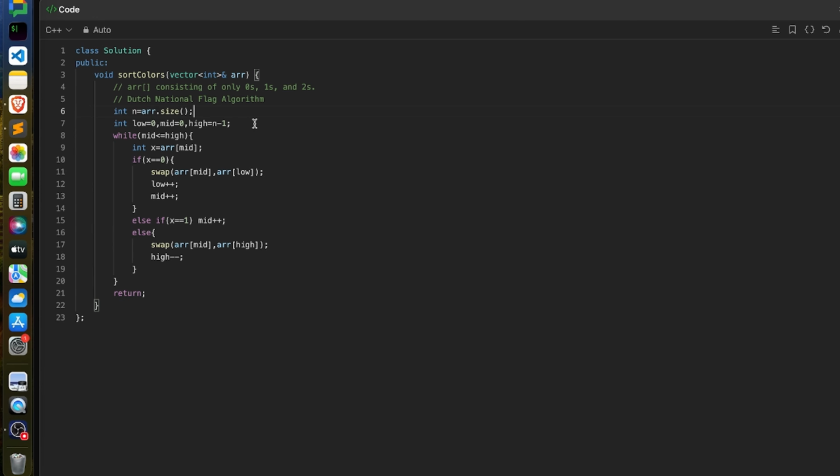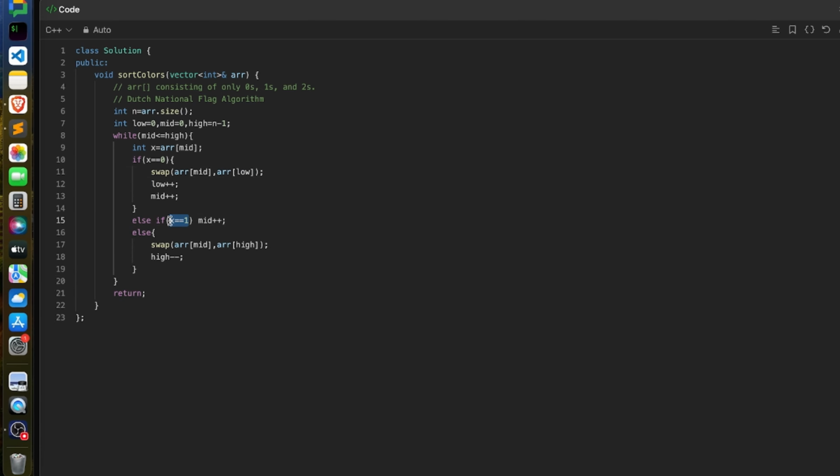So in this algorithm, we will be having three variables: low, mid and high. Low and mid start with 0, high starts with n minus 1. And we will traverse through this array using the mid variable. So while mid is less than or equal to high, we will check what my current number is. The current number is arr[mid]. If the current number is 0, swap with low, so swap arr[mid], arr[low]. Then increment both low and mid pointers.